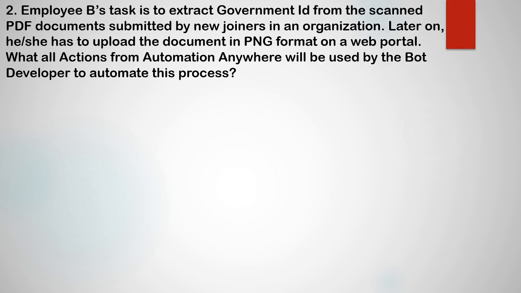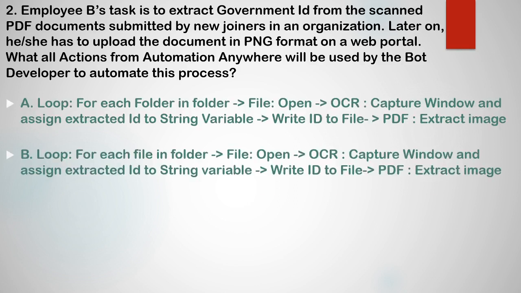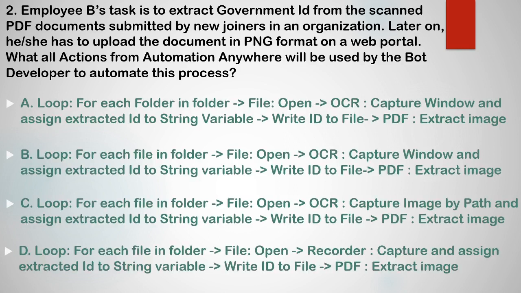Employee B's task is to extract government ID from the scanned PDF documents submitted by new joiners in an organization. Later on, he or she has to upload the document in PNG format on a web portal. So what all actions from Automation Anywhere will be used by the bot developer to automate this process? And let's look into the options. So these all are the options. You can pause this video to analyze which could be the correct answer to this question.